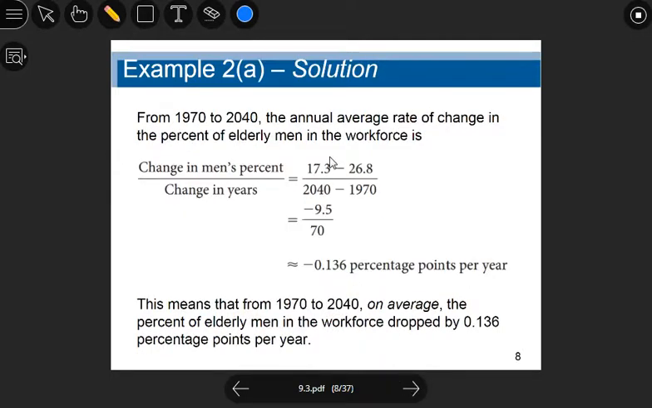So now you can see it. We already have applied this formula, f of b minus f of a, divided by b minus a. So we can obtain this ratio, and using your calculators you can obtain this one. So it is negative 0.136 percentage points per year.